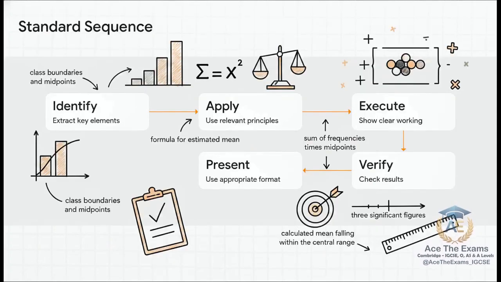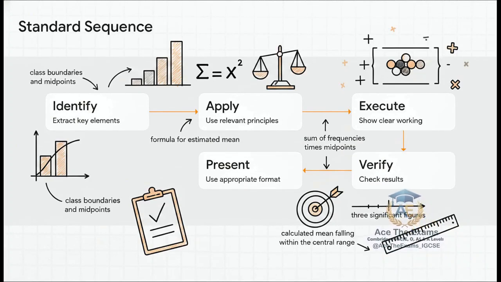You use this exact 5-step standardized sequence, and you make sure every single step is explicitly documented for my marking desk. Step 1, identify the key elements. Literally circle your class boundaries and midpoints. Step 2, apply principles. Physically write down the formula for the estimated mean before you plug a single number in. Step 3, execute with clear working. Show me the sum of your frequencies times midpoints. Let me see the engine running.